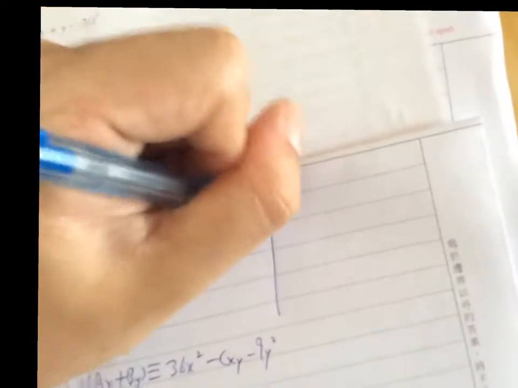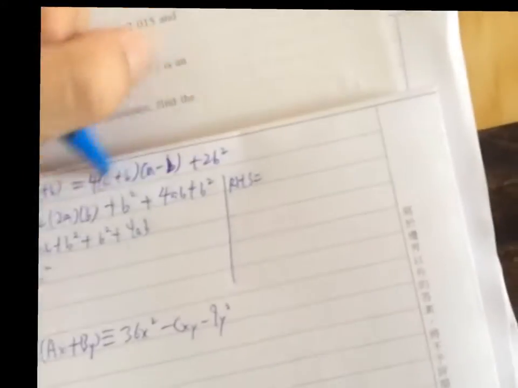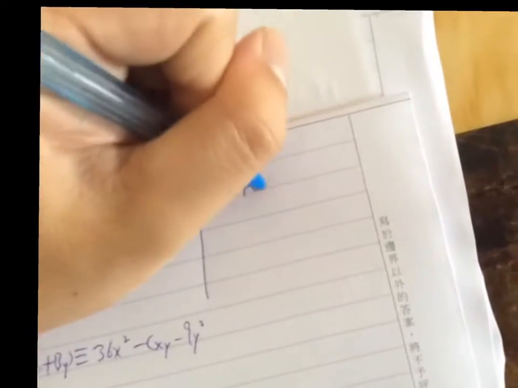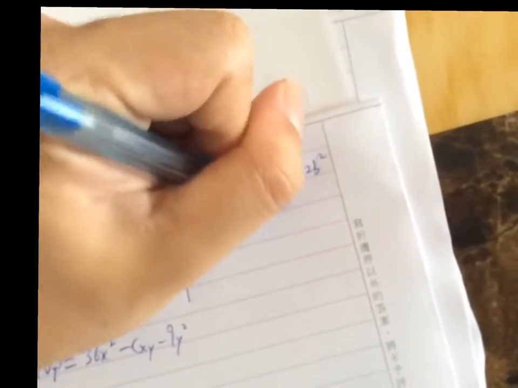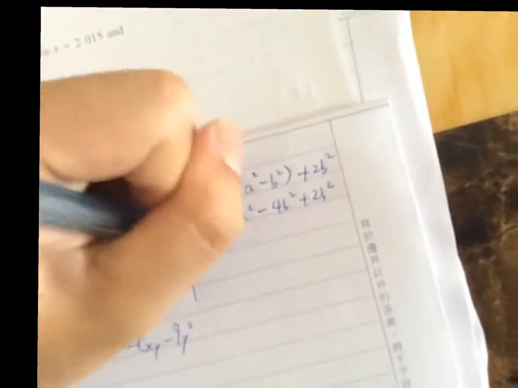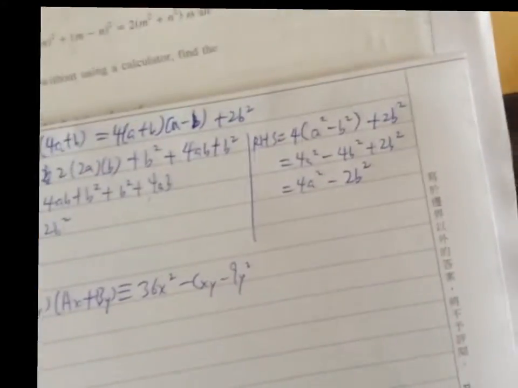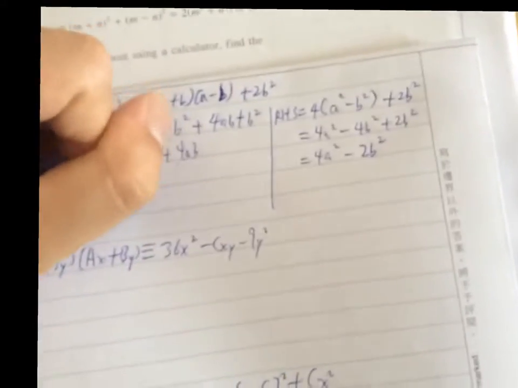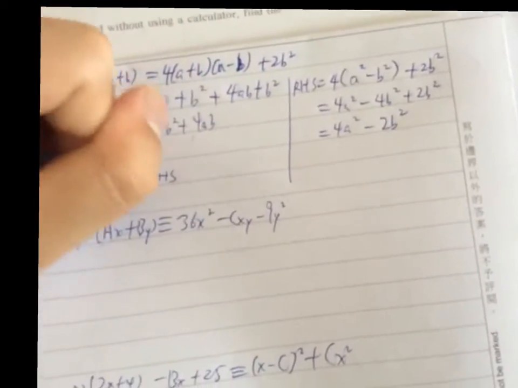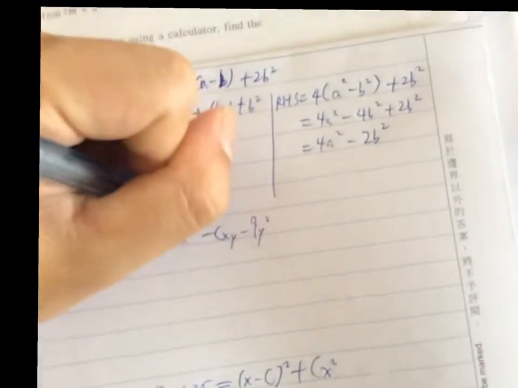So let's see the right hand side. (a plus b) times (a minus b) is a squared minus b squared using the identities. So we have 4a squared minus 4b squared plus 2b squared. So we have 4a squared minus 2b squared. So is it the same? No. This is minus, this is plus. So because left hand side is not equal to right hand side, it is not an identity.